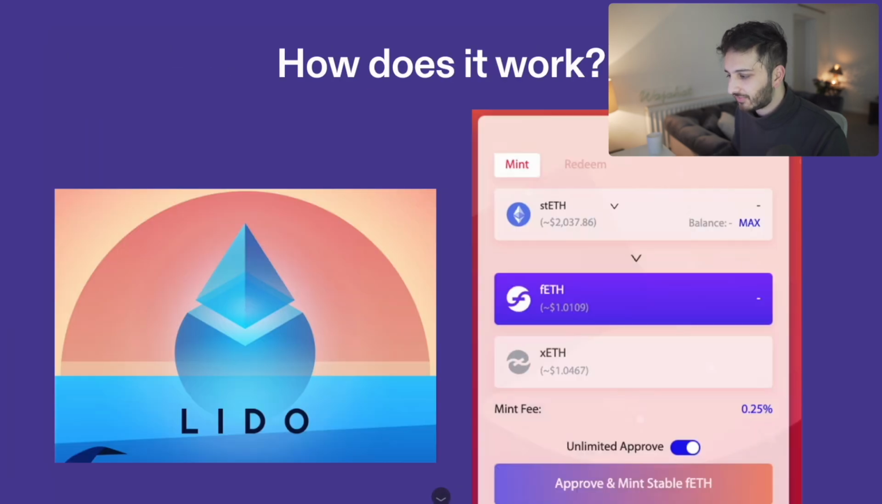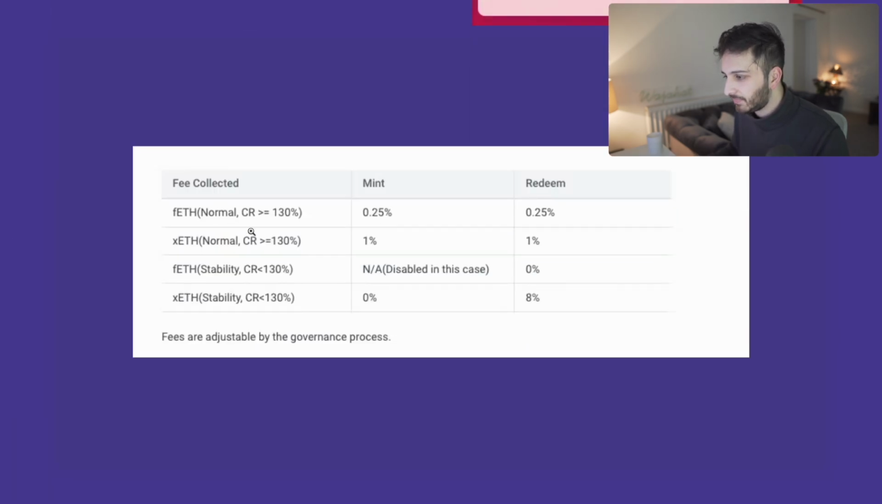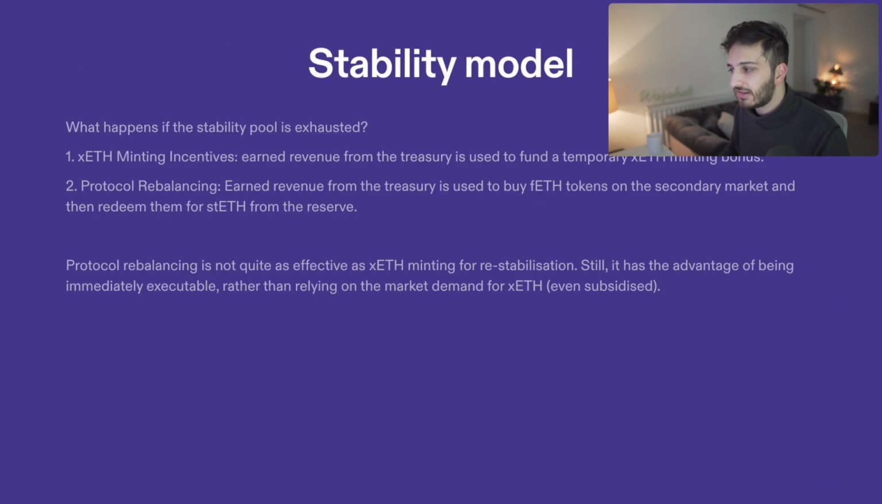I think you can see this from the fees if I go back here. So you can see this here. There will be like a 0% fee for minting, and there will probably be some bonuses if you were to do so. And the second way is the protocol will basically take the earned revenue from the treasury, use it to buy FETH, and then kind of redeem them for STETH from the reserve.